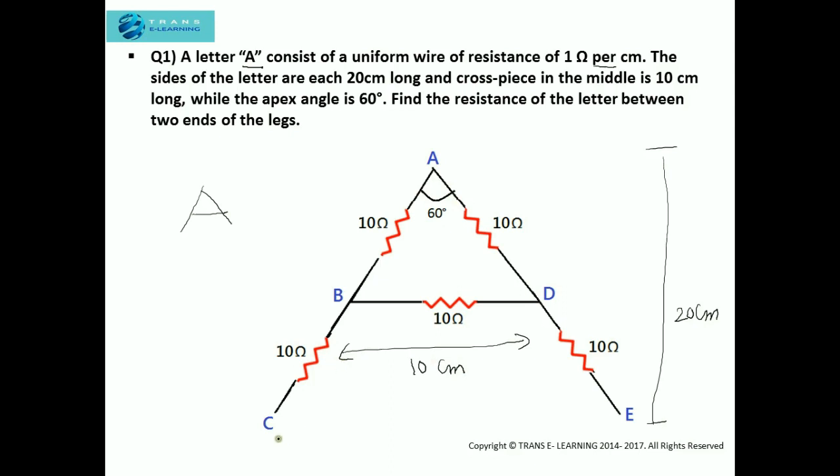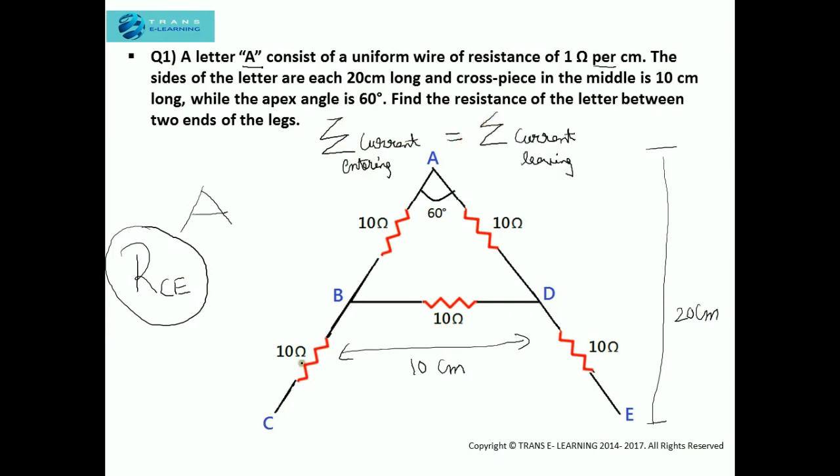So when we are talking about the two ends of the legs, we need to find the resistance across CE. So this is what we need to find. First of all, we have to take into consideration the Kirchhoff laws, and that too the junction rule, or current rule, which states that the total current entering the junction is equal to the total current leaving the junction. As we have to find the resistance across CE, let me consider the current I entering the circuit from point C, and then the same current I should leave the circuit through point E.